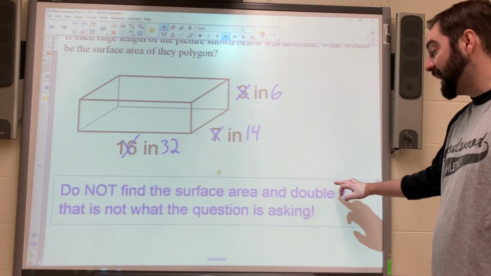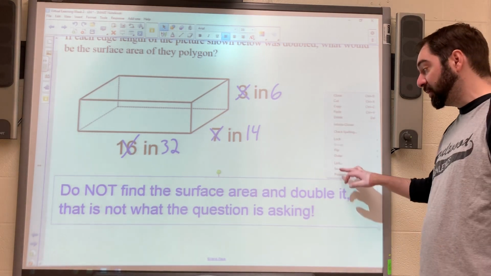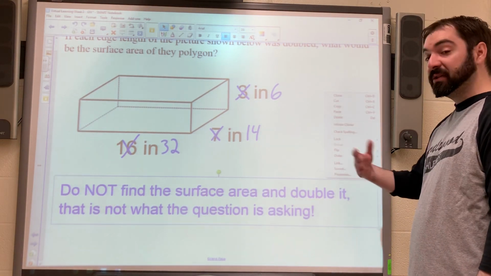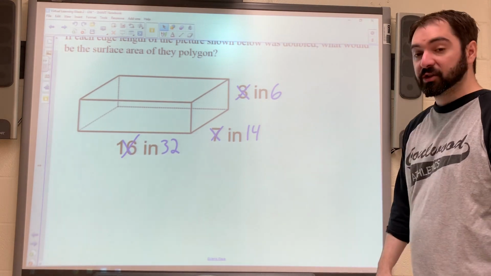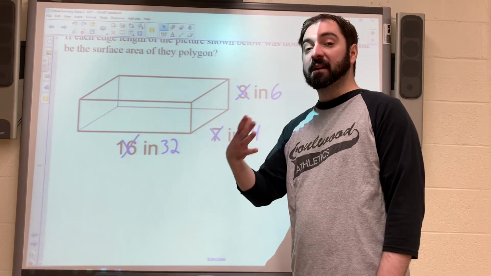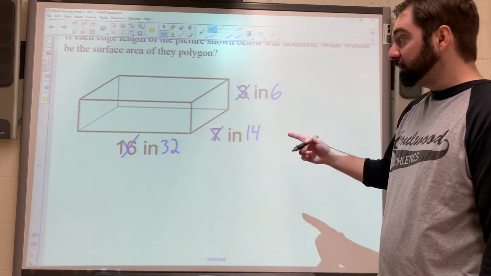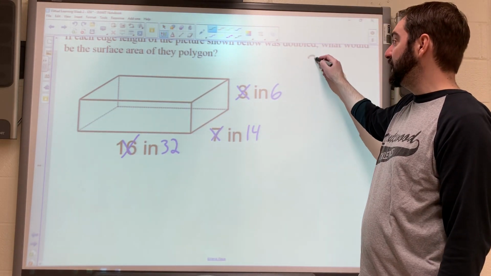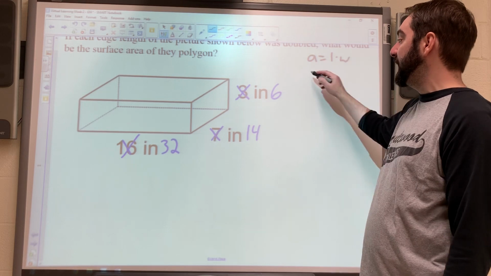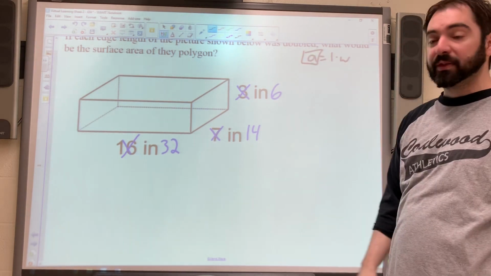Again, we're not going to find the original surface area and double it. We're going to make the new thing, just like we do in a lot of scale factor problems. Then we're going to find each new piece and combine them at the end. At this point, you should have a good idea of what you're doing. I'm dealing only with rectangles, it looks like, so I know length times width will apply.